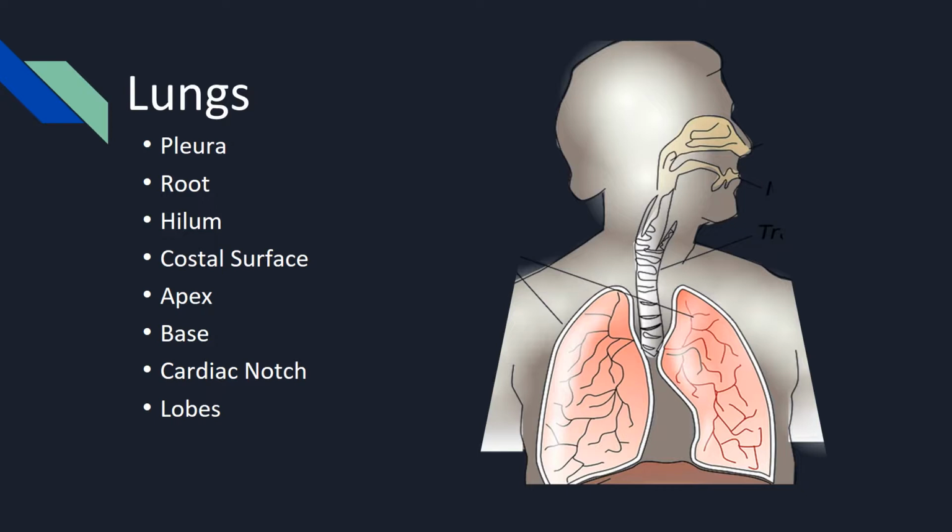The costal surface of the lungs is where the ribs touch the lungs. The apex is the top. The base is the bottom. The cardiac notch is on the left lung, which is where the heart sits. And each lobe has its own artery and bronchus. The smallest division of the lung is a lobule.